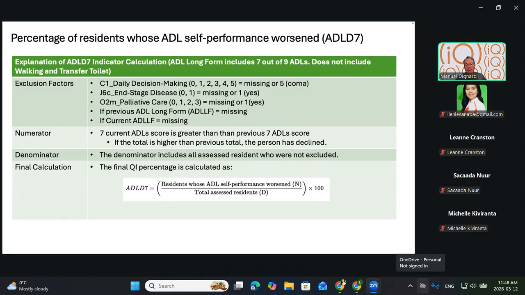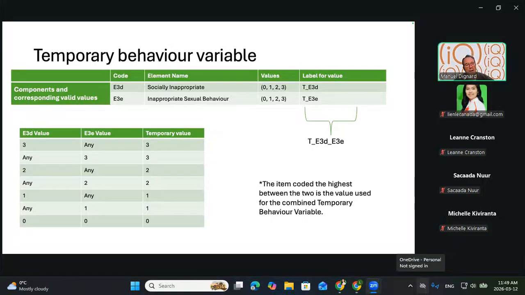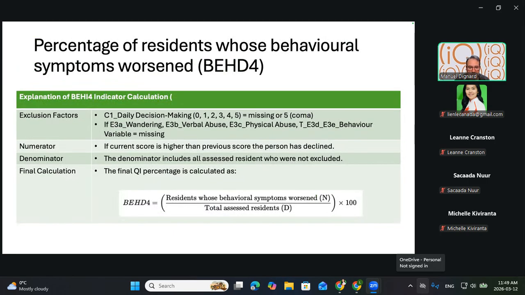All right, again, this indicator is helpful for tracking that widespread functional decline, right? And it's especially useful at the system level. All right. Now, since it excludes walking and transfer, it focuses on those core ADL tasks related to daily care. It complements the other ADL indicators that we just reviewed. Again, this is just for your reference, okay? And this is the exact opposite of the improved one.